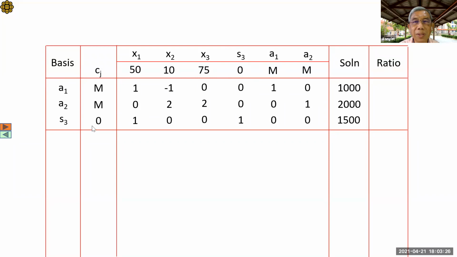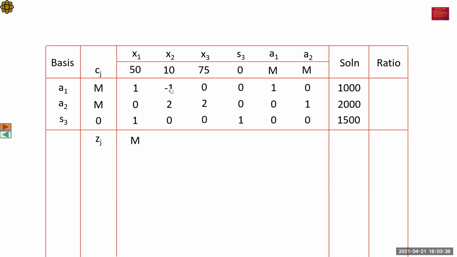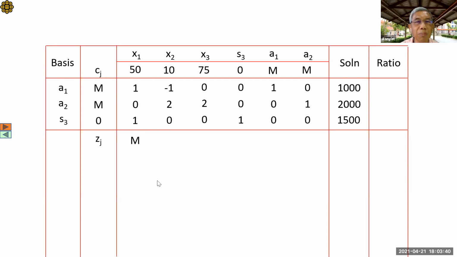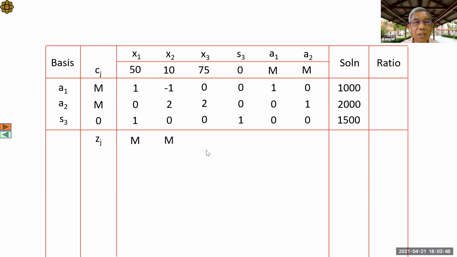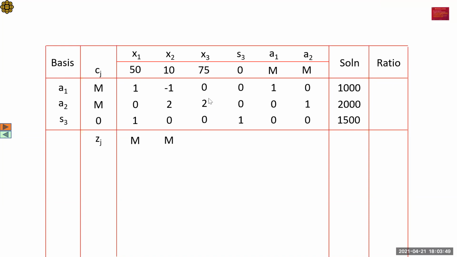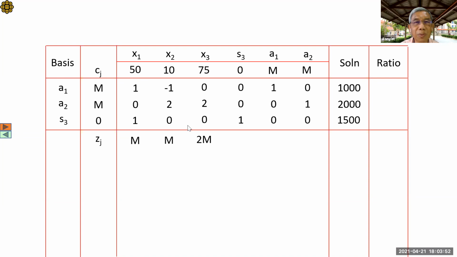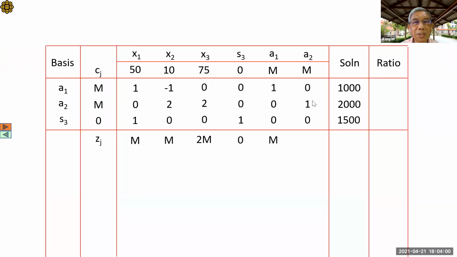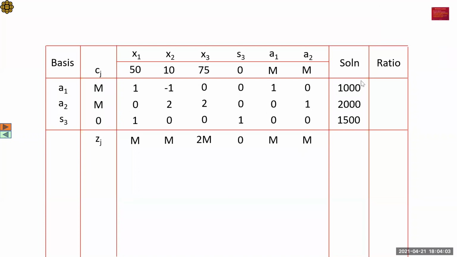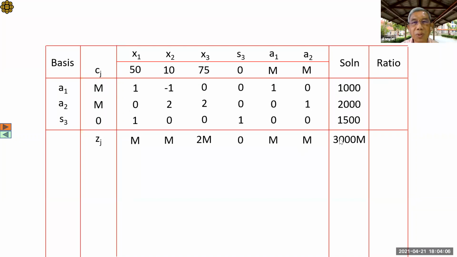Again, let's find Z. M times 1 plus 0, so M. Here, negative M plus 2M gives M. For the second one, M. The 2 here, the coefficient, gives 2M. The last one also 0. Then 1000 plus 2000M, so we have 3000M.